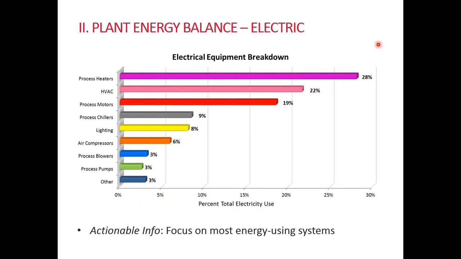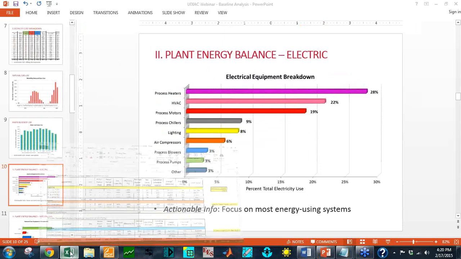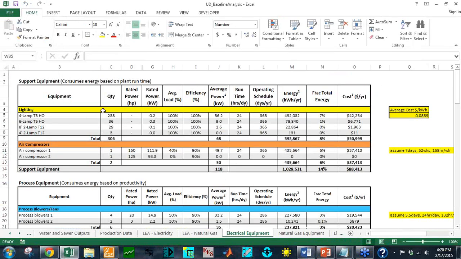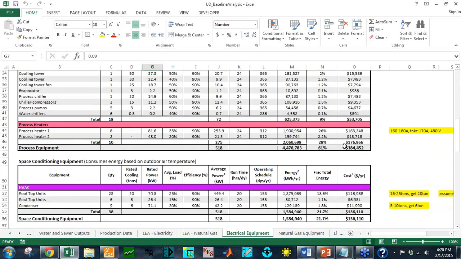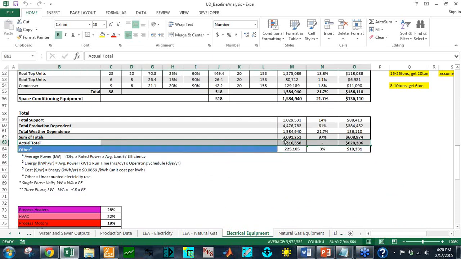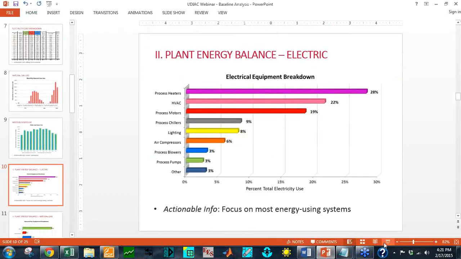The second portion of our baseline analysis is the plant energy balance. I showed you that equipment list, and I'm going to show you the actual sheet that we use here. We take the rated power that we got from the equipment list and estimate loads and efficiencies. We have the runtime that they gave us, and we calibrate this energy use to their total energy use, which we have. We have the actual total, and then we sum up our totals and try to see where the energy is going.